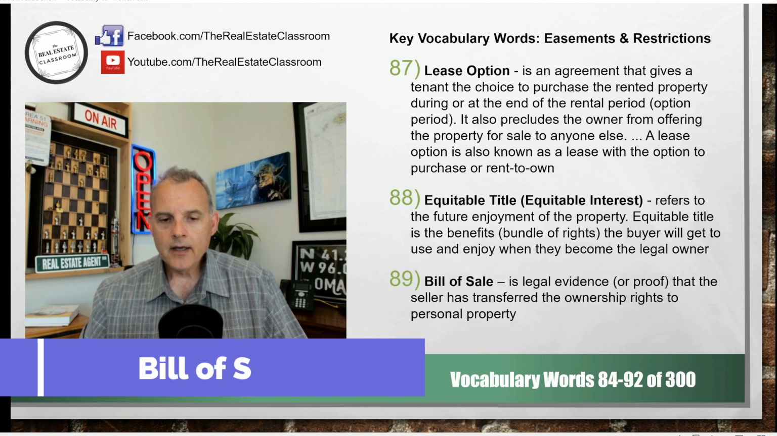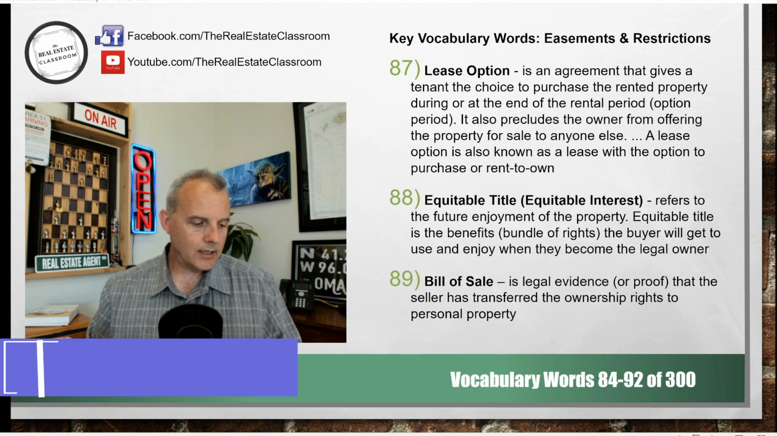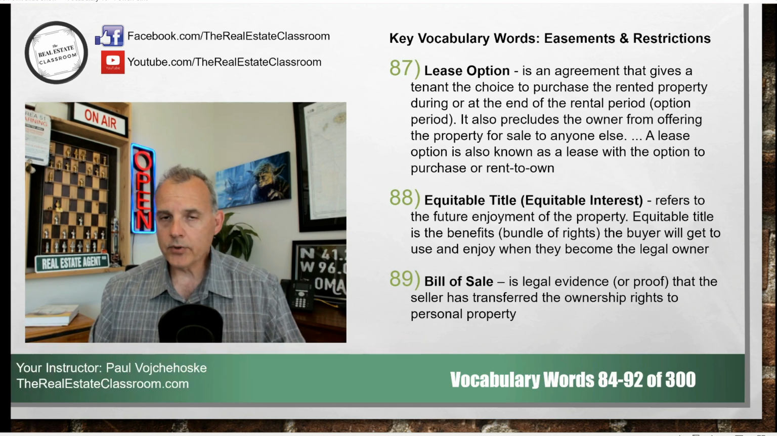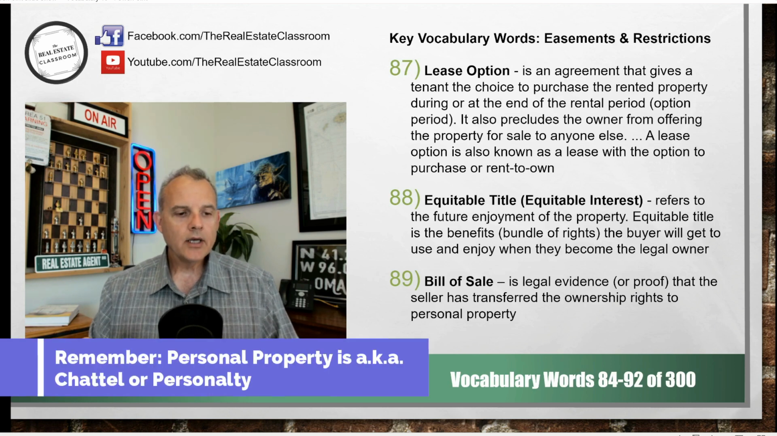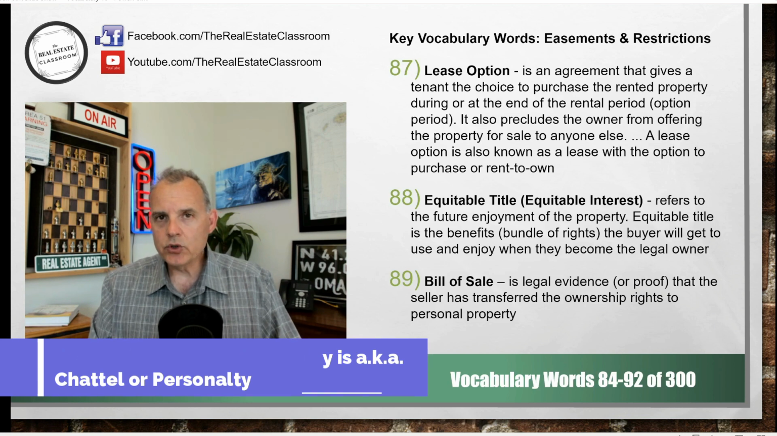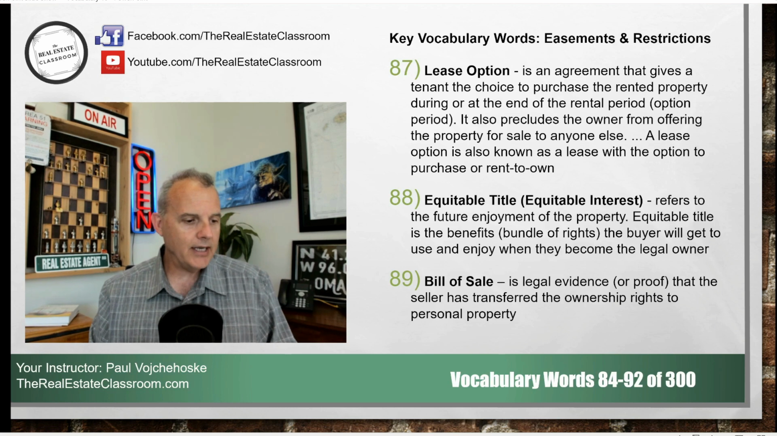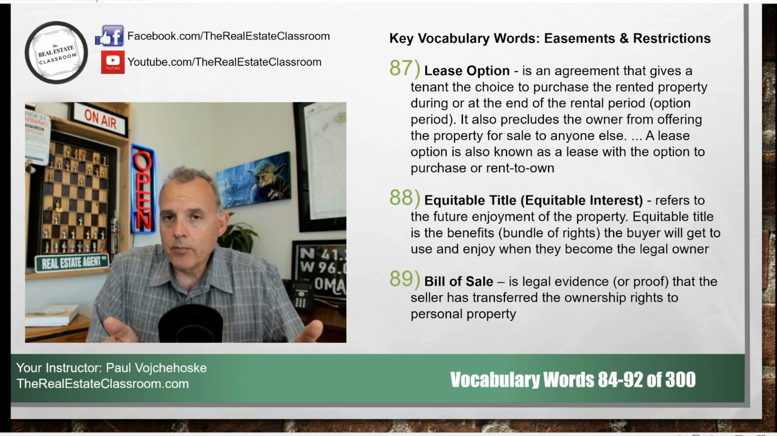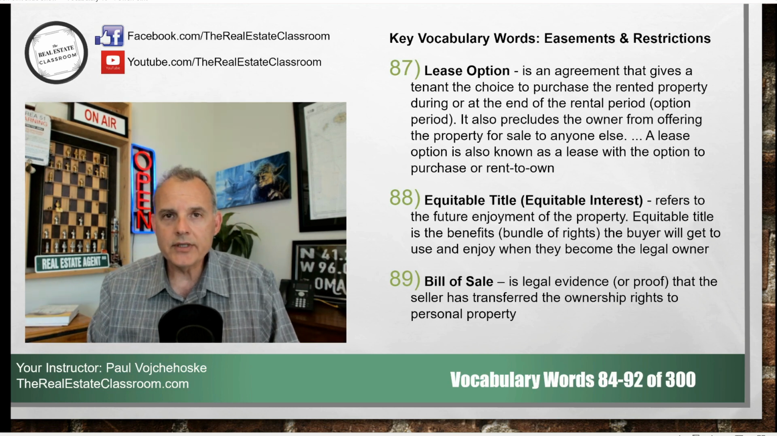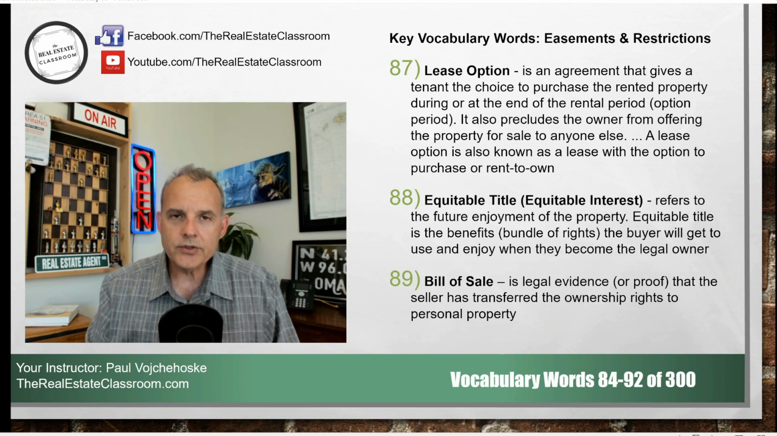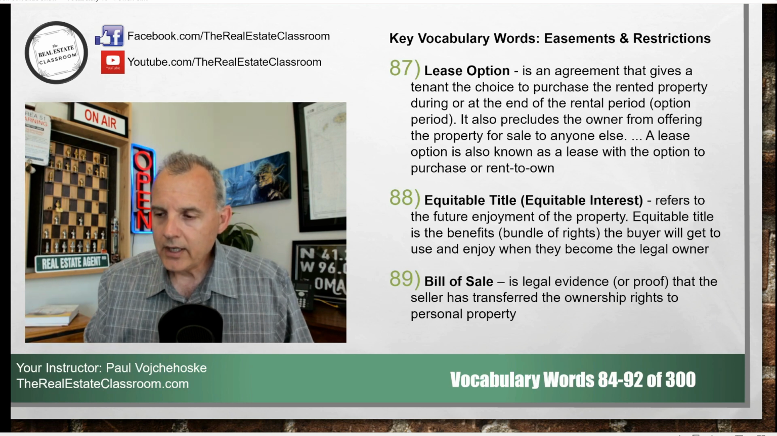Number 89 is bill of sale. A bill of sale is used to transfer ownership or title to personal property, or sometimes known as a chattel. All right? Many times in a real estate transaction, we have real property, and included in the sale is personal property. Give you an example. Maybe we're buying the house, but there's a refrigerator that's in that house. That's personal property, but it's part of the transaction.